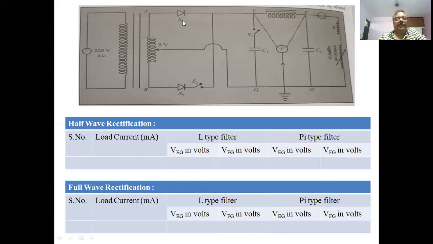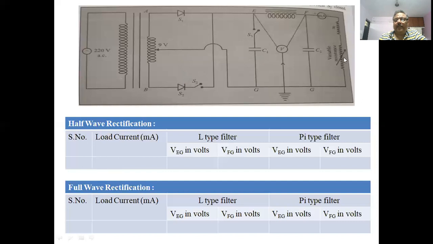Since I told you that we have two options, one is the half wave rectification when only one diode is connected, and one is the full wave rectification when both the diodes are connected. So we will have two observation tables, one for the half wave rectification, other for the full wave rectification.